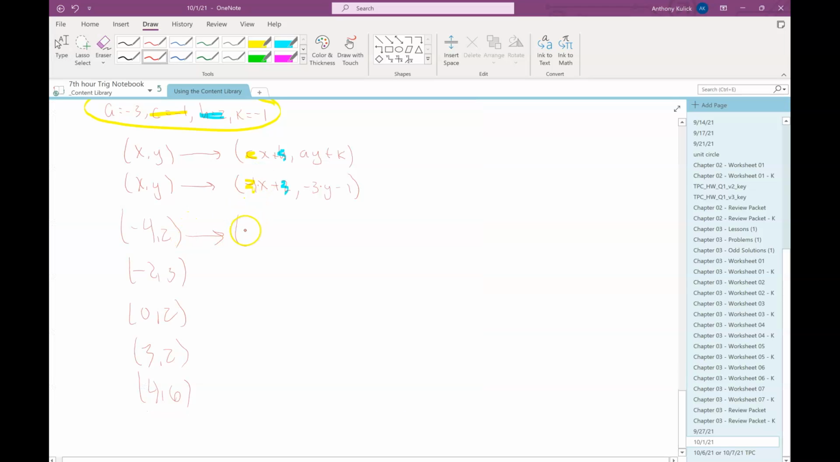And now they're going to plug into the x and y's in that formula I just wrote. So I plug -4 in for x, and I plug 2 in for y. -1 times 4 plus 2 is 6. And -3 times 2 minus 1 is -7. And I just kind of continue doing that for every point from my parent function.